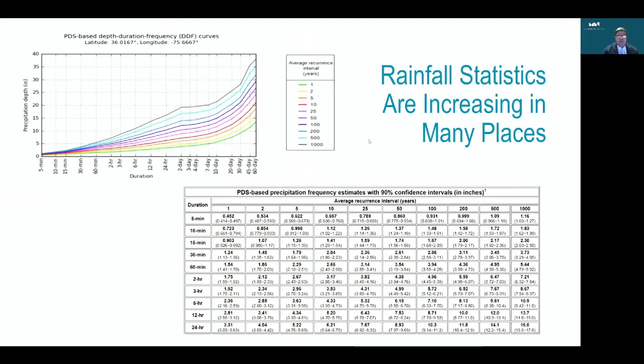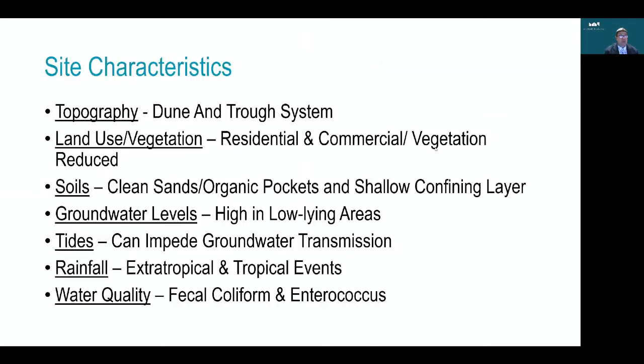Rainfall statistics are increasing in many places. We're seeing it along our coastlines with the increased frequency of extratropical and tropical events. And just as a resiliency measure, you're seeing that these areas are experiencing flooding a lot more than they used to even 10, 20 years ago.